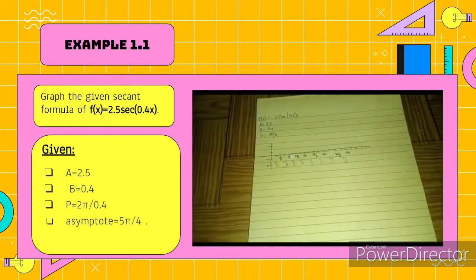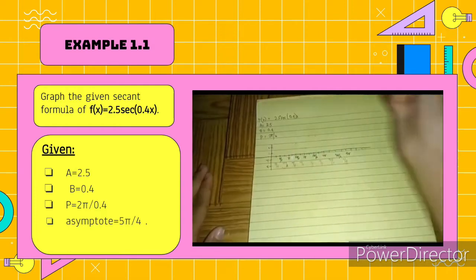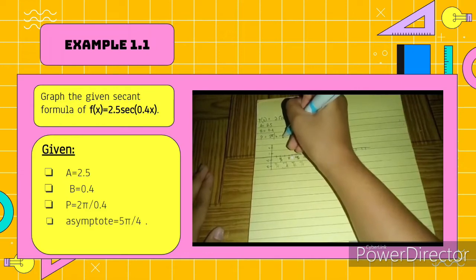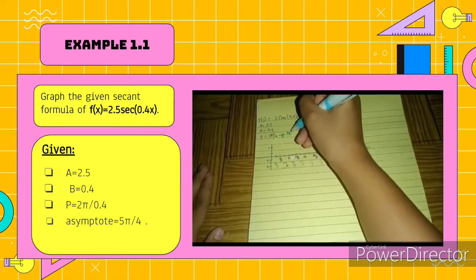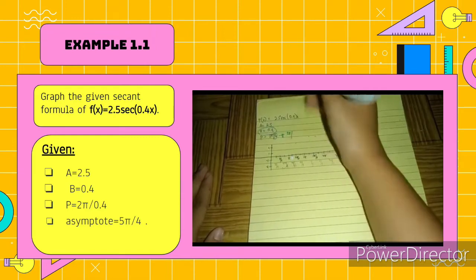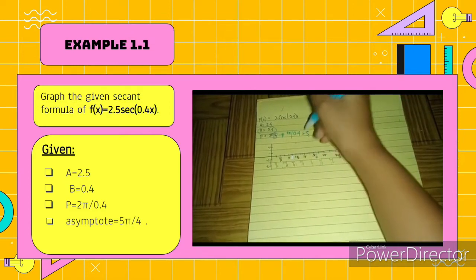For our first example, we have here the given a equal to 2.5, which is the half distance between the minimum and the maximum. So b is equal to 0.4, and the period is equal to 2 pi over b. In order for us to get the period, we need to divide 2 pi by our b, which is 0.4. 2 pi divided by 0.4 is equal to 5 pi.